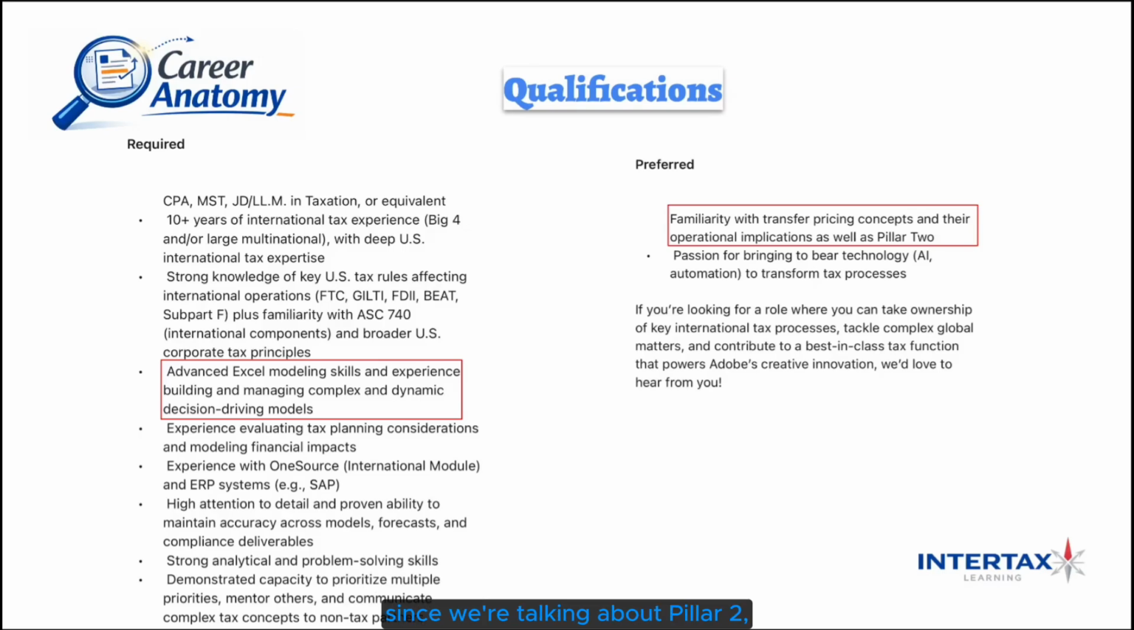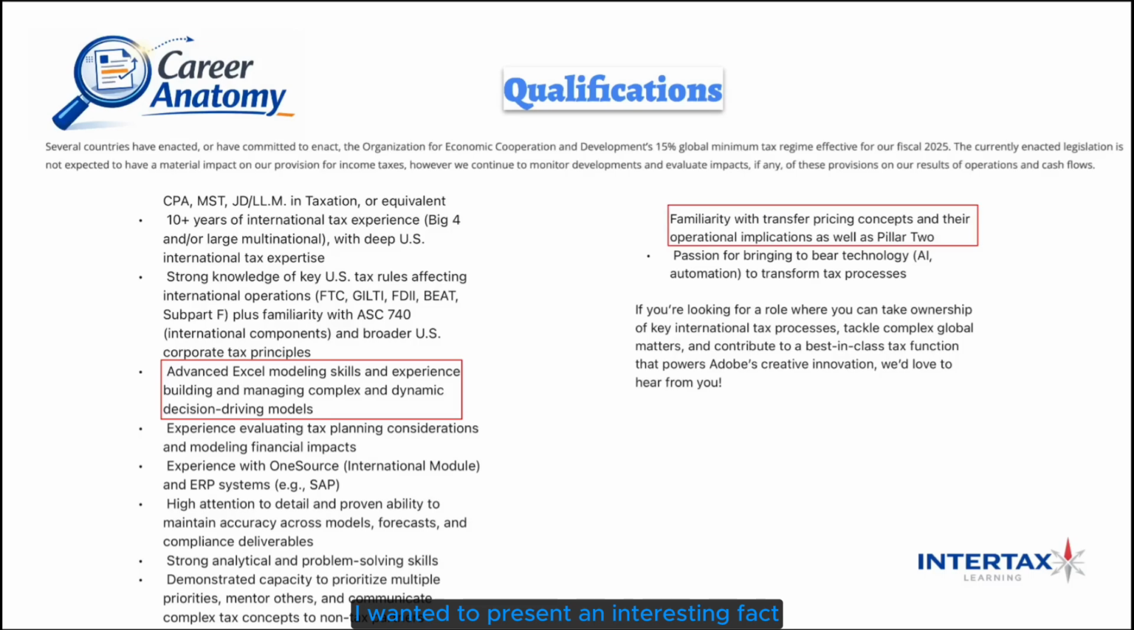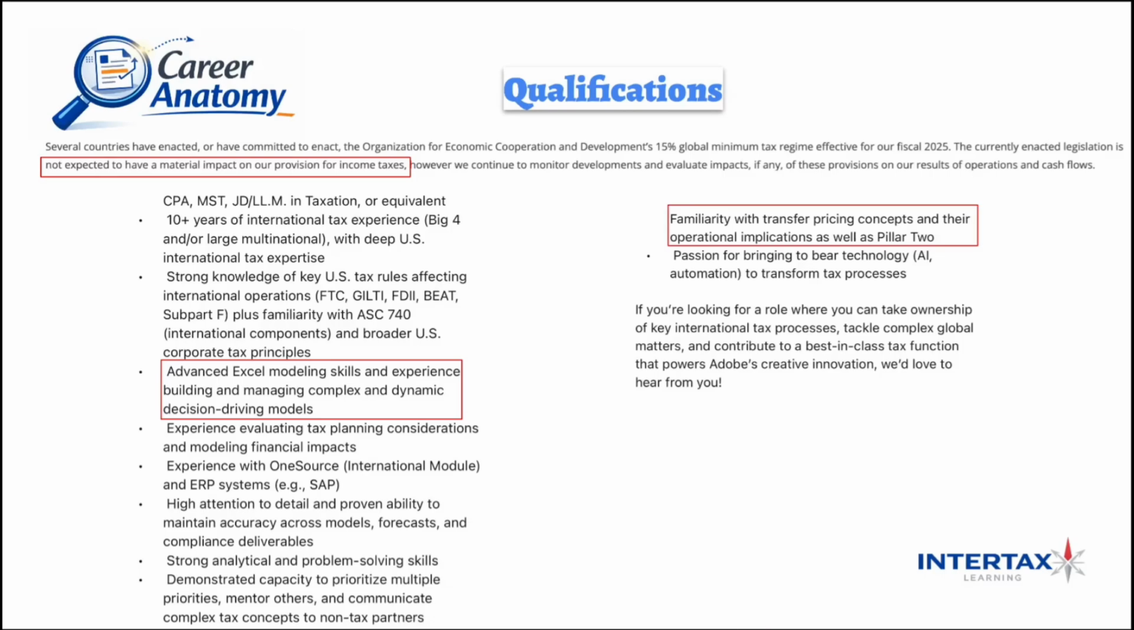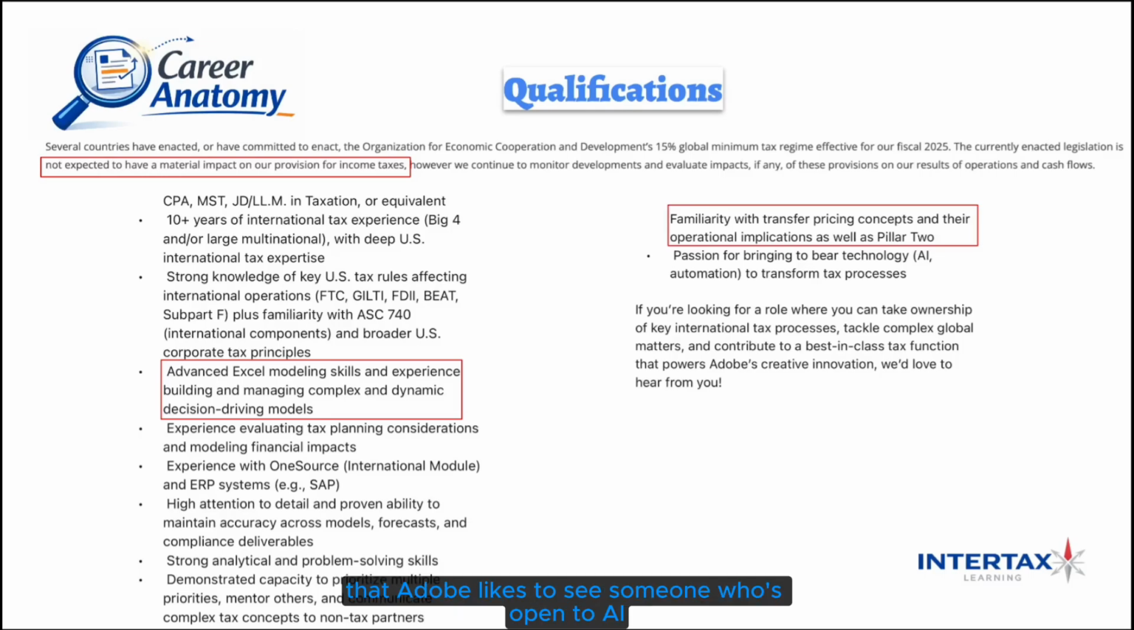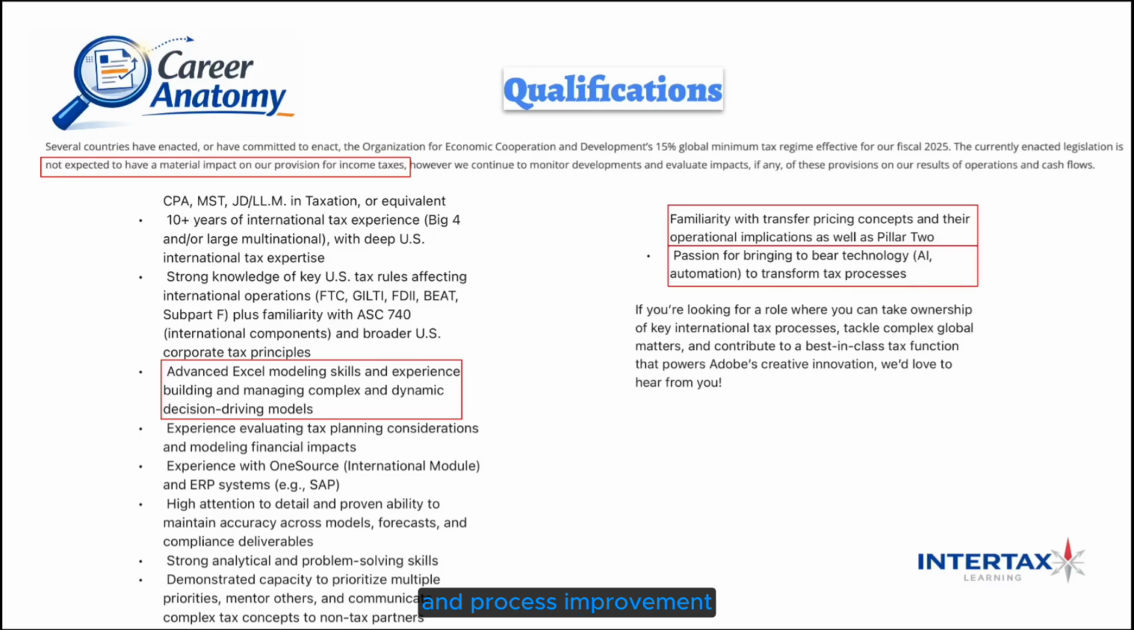Since we're talking about Pillar 2, I wanted to present an interesting fact. In Adobe's 2024 annual statement, it stated that Adobe expects the OECD 15% global minimum tax to have no material impact in 2025. This is a reminder of what the stockholders truly care about. They don't care about the rules, but what is the impact to a company's profit? Also, it's worth mentioning that Adobe likes to see someone who's open to AI and process improvement.